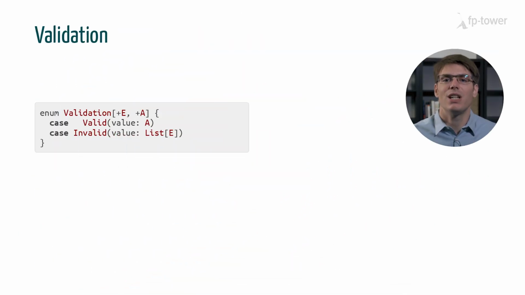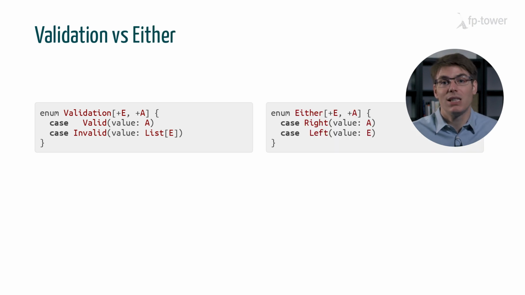A Validation is an enumeration with two covariant type parameters, E and A. As you can see, a Validation is almost identical to Either, except for a few points. Right is called Valid, Left is called Invalid, and Invalid stores a list of errors instead of a single value. This last point is the most important one. This is what allows Validation to store multiple errors.